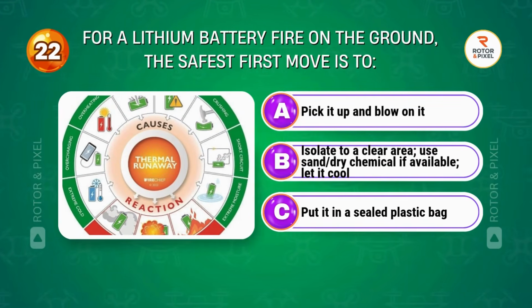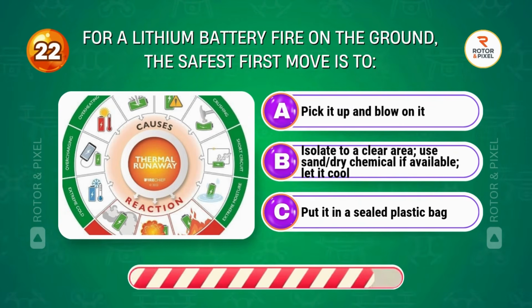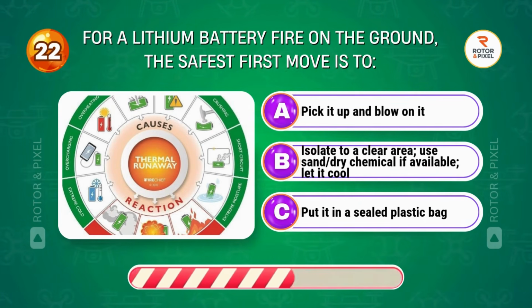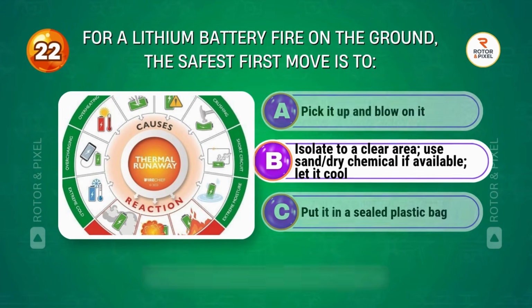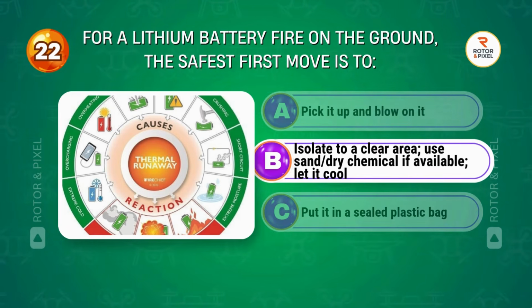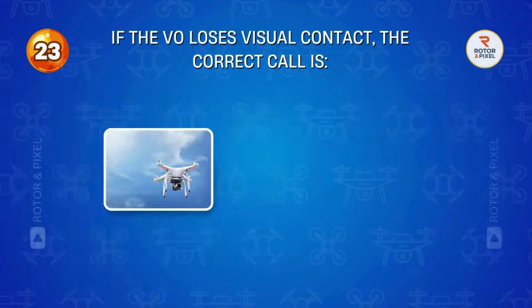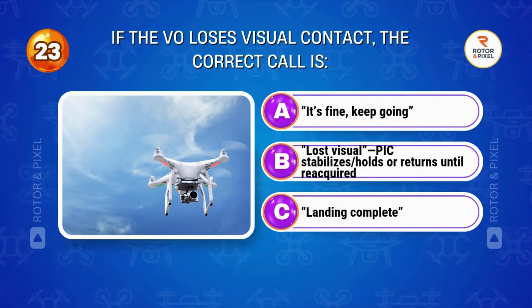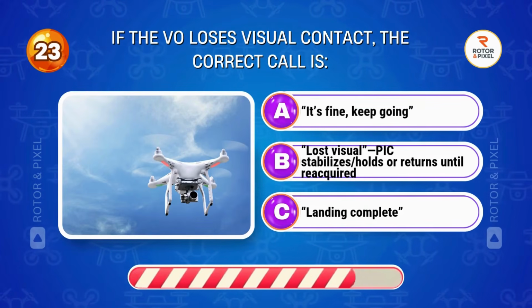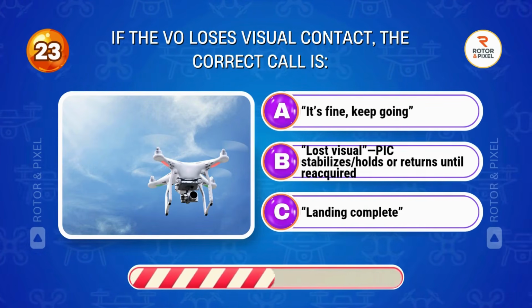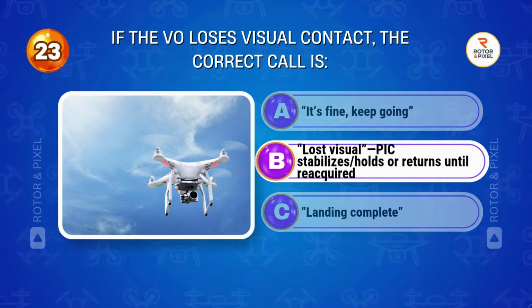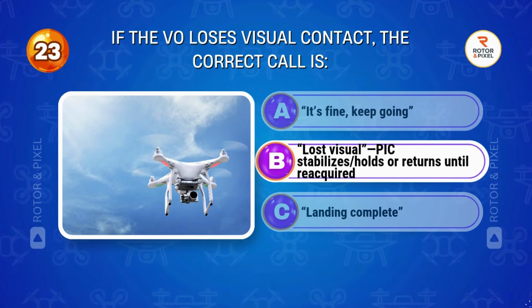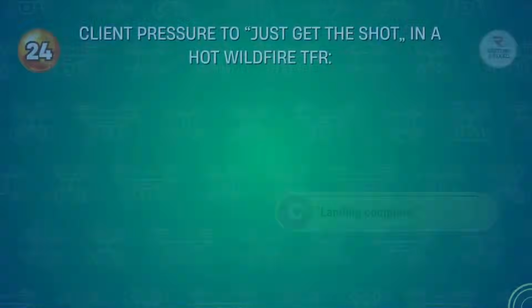For a lithium battery fire on the ground, the safest first move is to... Answer B. Isolate to a clear area. Use sand/dry chemical if available. Let it cool. If the VO loses visual contact, the correct call is... Answer B. Lost visual. PIC stabilizes, holds, or returns until reacquired.